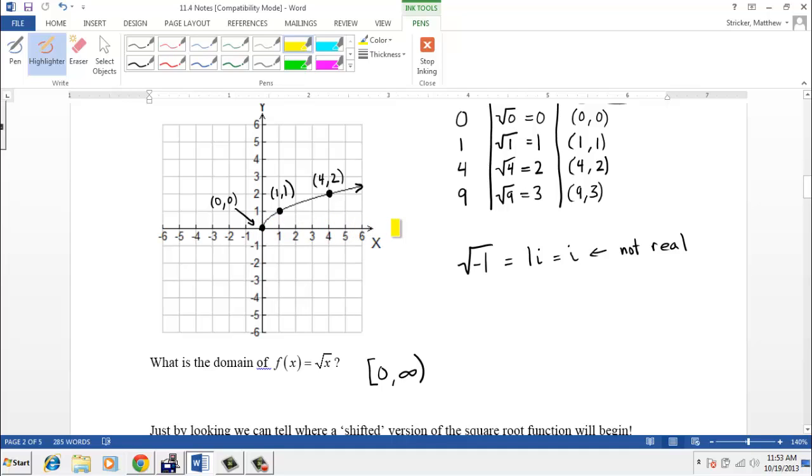What about the y values? I didn't ask you for the range, but the range, are there any restrictions?